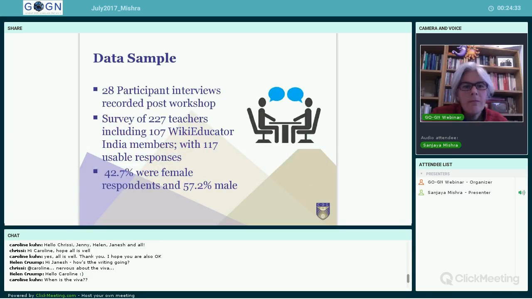The workshop had other strategies, but I'm not talking about those. We also did in-depth interviews with 28 participants from all four workshops. Those were full one-hour interviews. They were recorded, transcribed, and coded. In fact, all the research data are currently available as open data on a site maintained by the University of Cape Town, so anyone can look at the data. The data comes from 227 teachers, including 107 from the WikiEducator India group. But we have only used 117 usable responses, of which 42% were female and 58% were male.